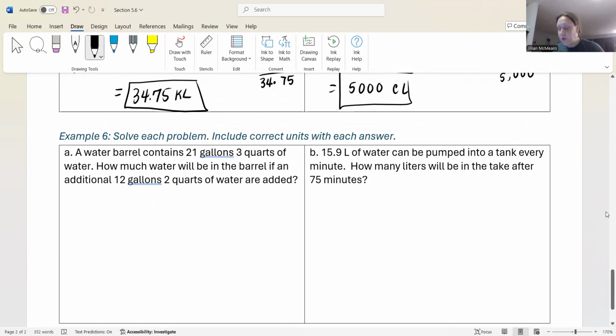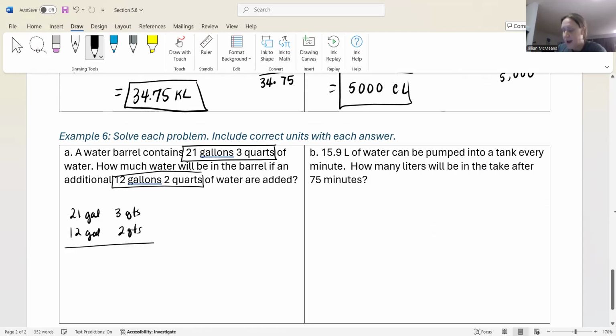All right. So for example 6, it says solve each problem, include correct units with each answer. So for part A, it says a water barrel contains 21 gallons, 3 quarts of water. How much water will be in the barrel if an additional 12 gallons, 2 quarts are added? Well, this is just adding mixed units. We've done this before. So I'm going to write this out vertically. I have 21 gallons, 3 quarts, and I'm going to add 12 gallons, 2 quarts.